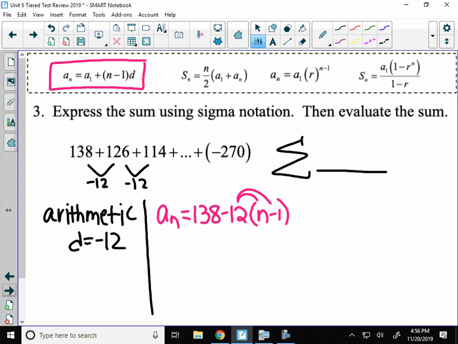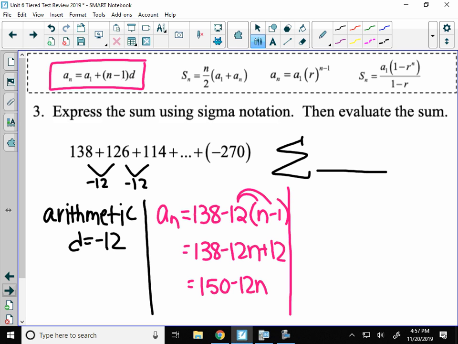I know my common difference is -12 times n minus 1. I distribute the -12, and combine like terms, so that's 150 minus 12n, or negative 12n plus 150. It doesn't matter how you write it. That formula goes right here. I'm going to write the negative 12 first. That's the first thing I have.